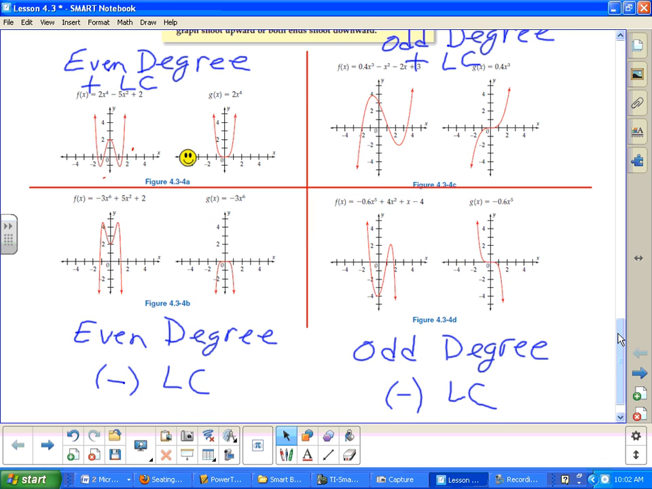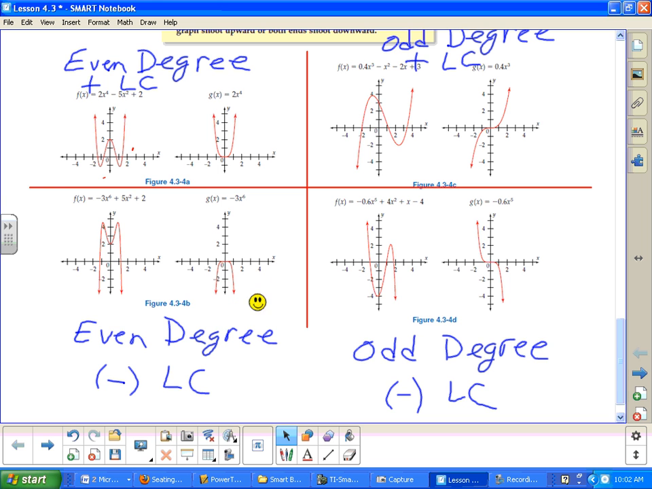If the degree is even but has a negative leading coefficient, then the graph is going to go down. So basically we're talking about a reflection over the x-axis. Compared to even degree positive leading coefficient, where even degree positive, they go up, even degree negative, they go down. No matter what happens in the middle, it's what happens on the ends.